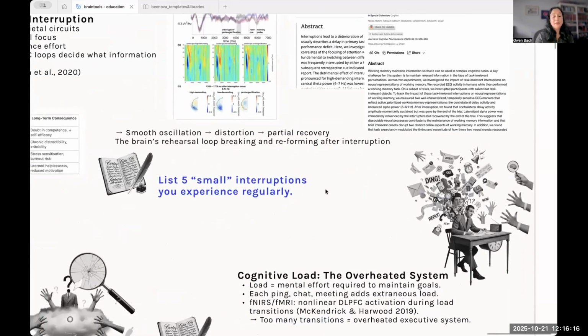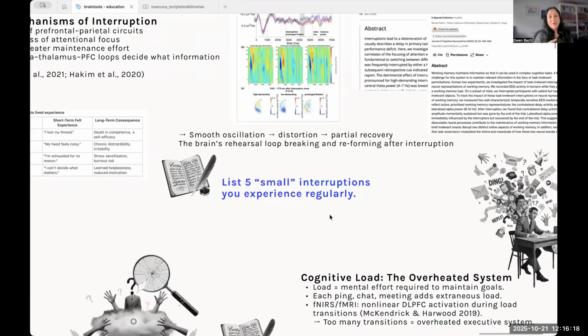So now again, because I'm a big fan of a workshop, because just giving you all this information, I feel puts all of us to sleep. So maybe you just take a moment and list 5 small interruptions that you experience regularly. Should we put them in the chat, Gwen? Yes, that would be awesome if you can just put, or even just a single interruption that you face regularly. Okay, anyone?